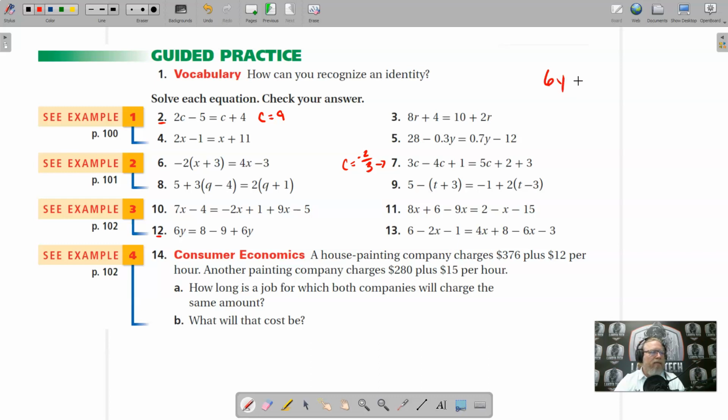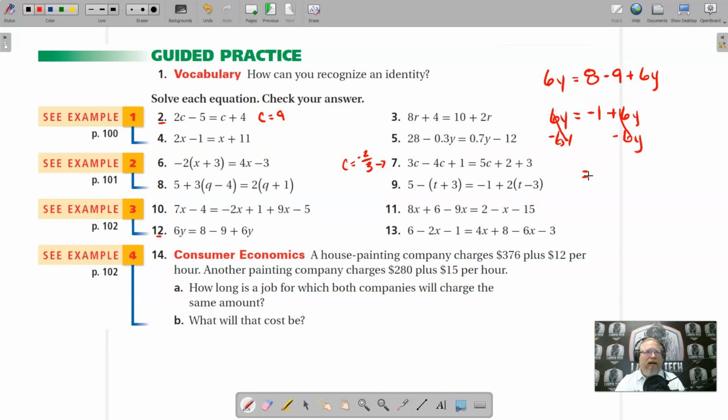6y equals 8 minus 9 plus 6y. Okay, so from there, let's combine these like terms. So 6y equals 8 minus 9 is negative 1 plus 6y. Now let's go ahead and subtract 6y from each side. Minus 6y. Those are going to cancel. Those are going to cancel.